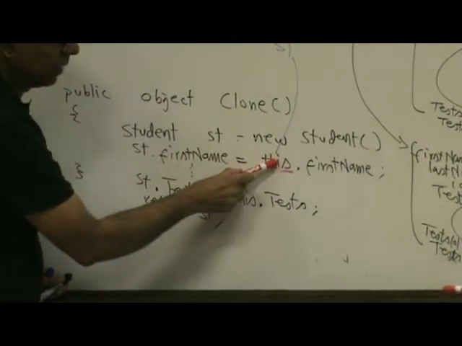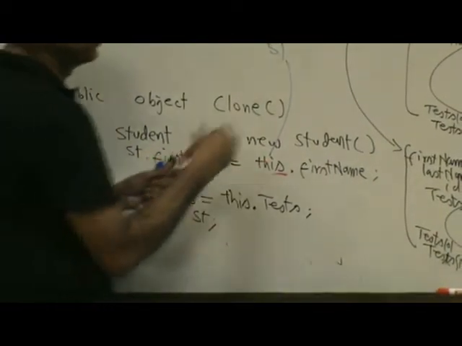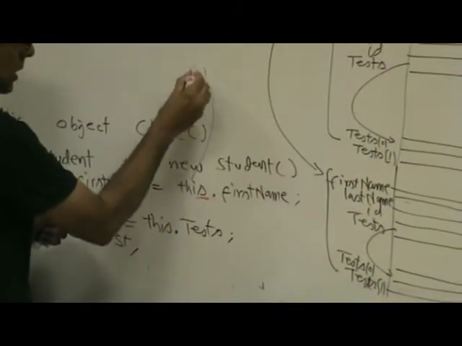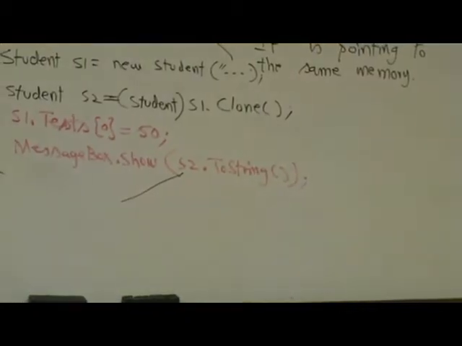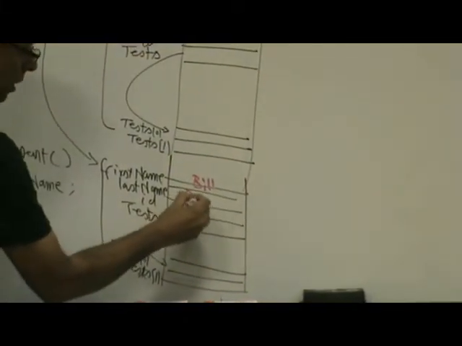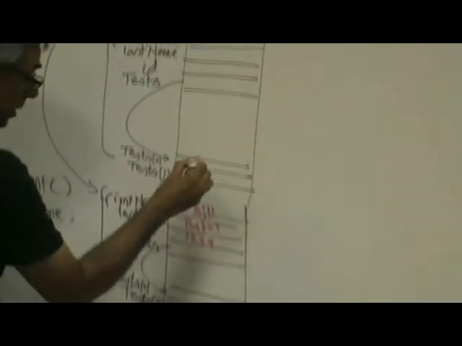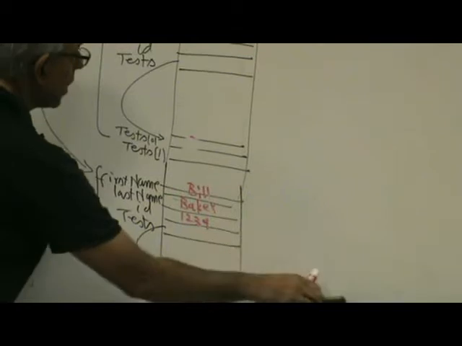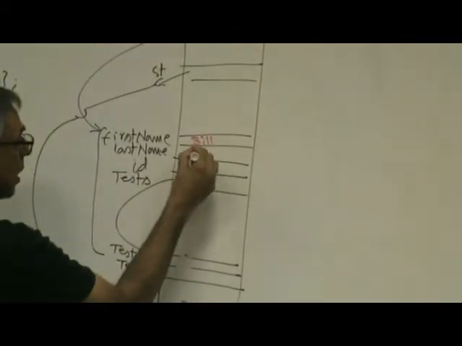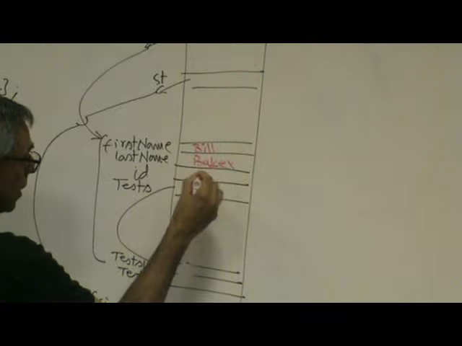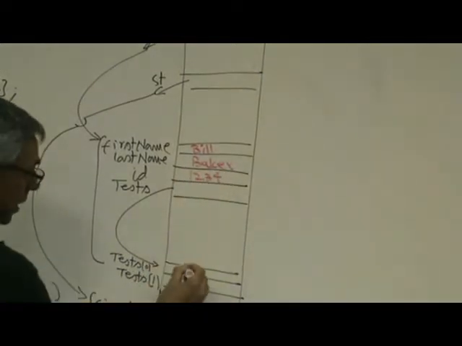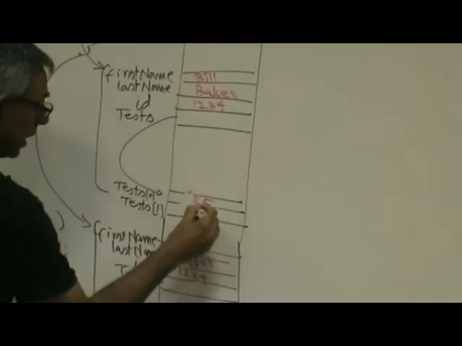ST.firstName equal to this.firstName. So remember, wherever this is, it corresponds to S1, because through S1 we call the clone, right? Okay, so what will it do? ST.firstName, so we'll put Bill over there. It will put Baker over there. It will put 1, 2, 3 over here. Bill, Baker, 1, 2, 3, 4. Here we had 85 and 91, correct?